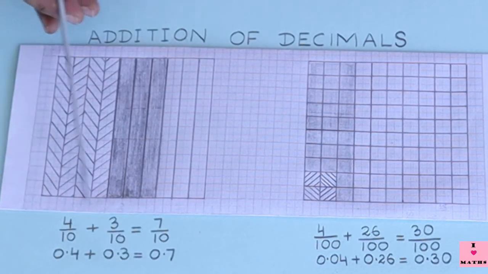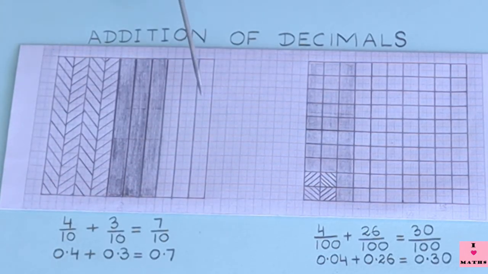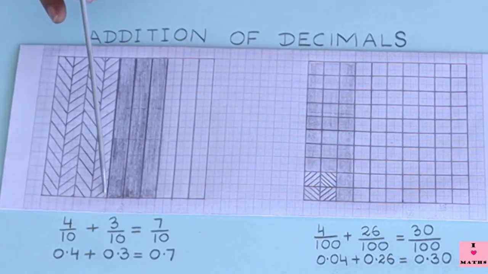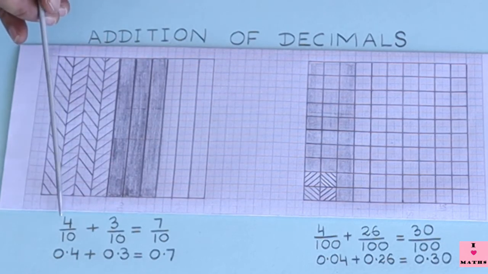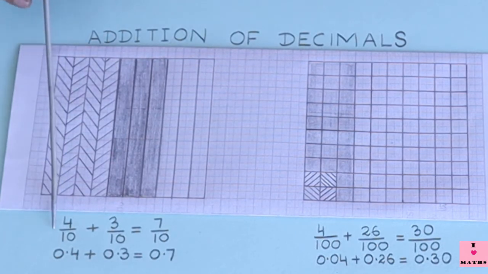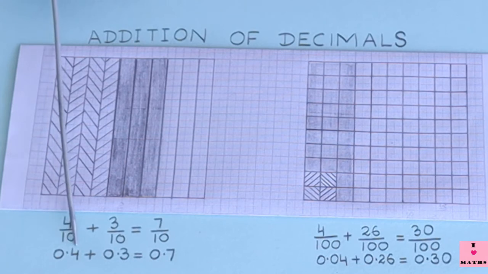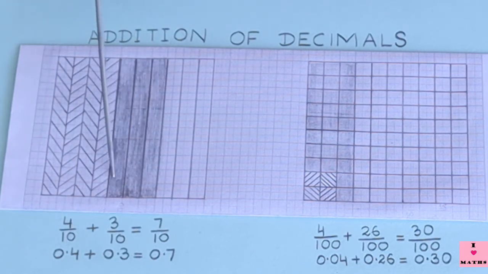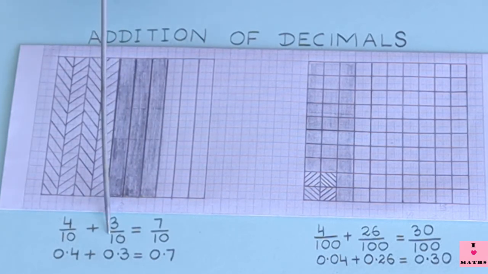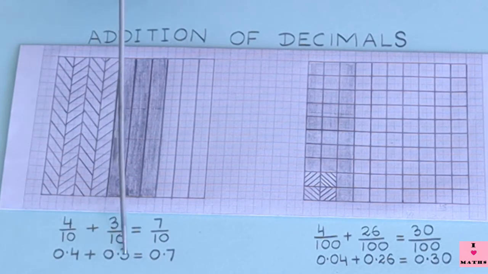Look at this figure. In this figure, it has been divided into 10 equal parts. 1, 2, 3, 4, 5, 6, 7, 8, 9, 10. Now this part represents 4 out of 10 or 0.4. And this evenly shaded part represents 3 out of 10 or 0.3.